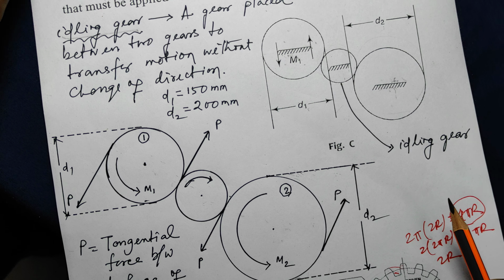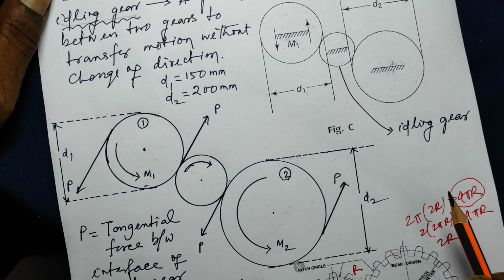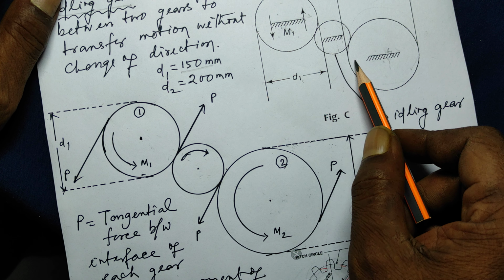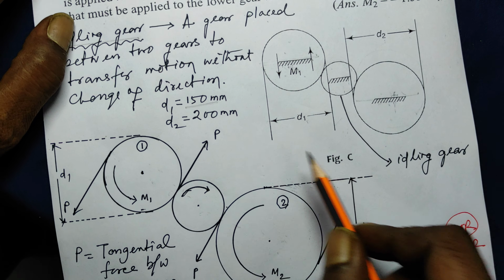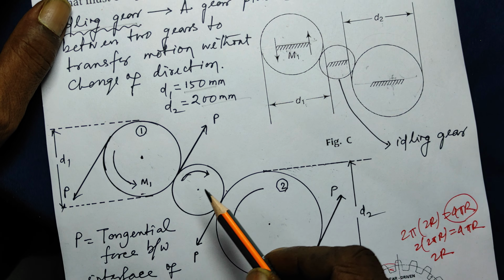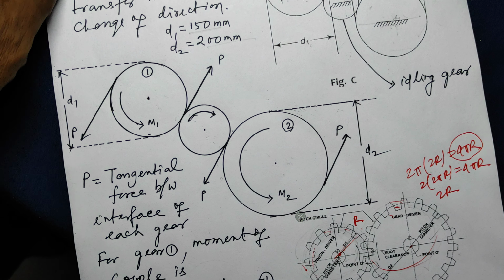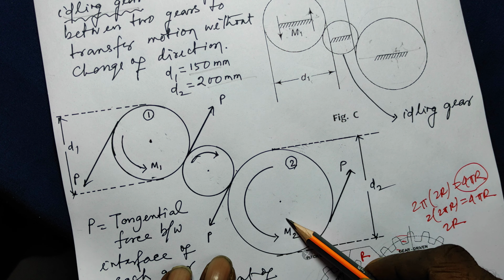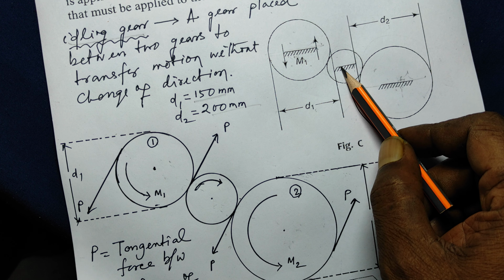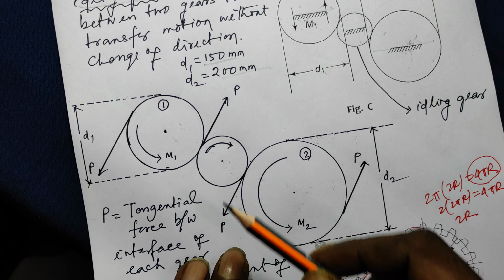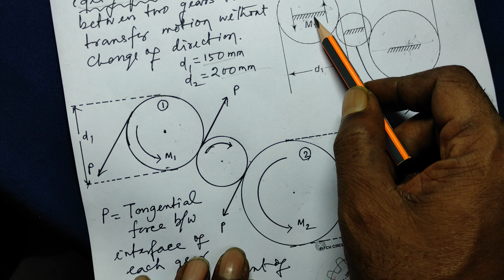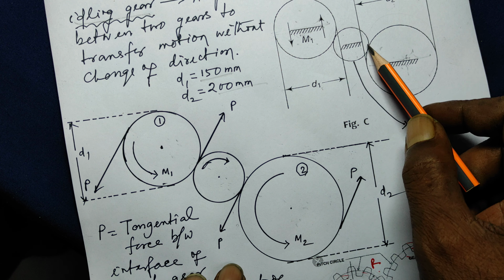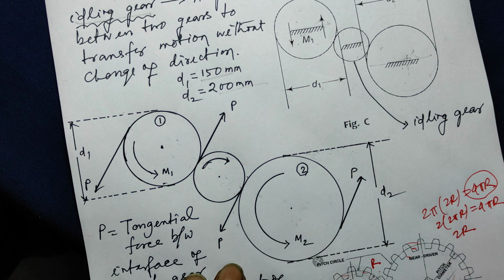Only 3 minutes left before I finish this video in 4K. So D1 is 150 mm and D2 is equal to 200 mm. I have redrawn the diagram for you once again here. This one is the same as this one, and the idling gear in between is the same as this. The idling gear is in contact with the first one at this point, and in contact with the second one at this point.